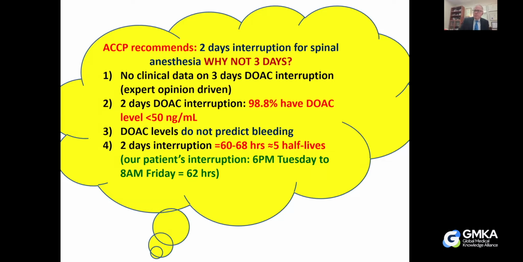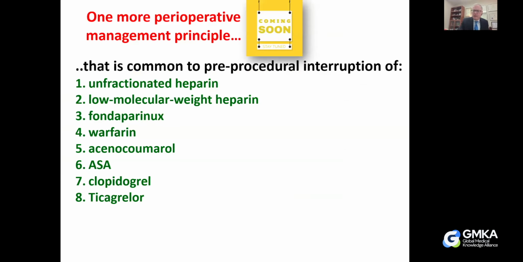But if you do the arithmetic and you calculate the interval from 6 p.m. on Tuesday to 8 a.m. or 9 a.m. on Friday, 2 full days off, that's an interval of 60 to 68 hours. And guess what? That is 5 elimination half-lives. So we're very much aligned with the anesthesia guidelines in that way. It's just, they're interpreting the half-life a little differently.